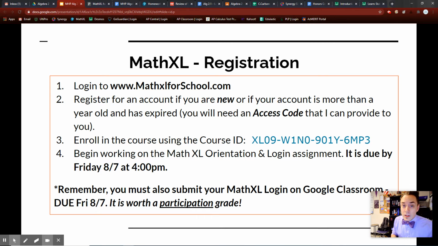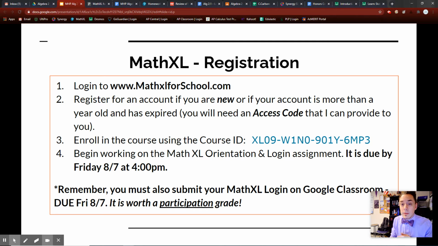If you don't know whether or not your account is more than 1 year old, just email me. I think there's about 4 or 5 of you in this class, Algebra 2.1, that do not need to have an access code. Your account is not expired. If you had me at any time last year, your account is not expired. Do you understand? So if you had me for period 3, for quarter 3 last year for statistics, your account is not expired. I'll say that again.